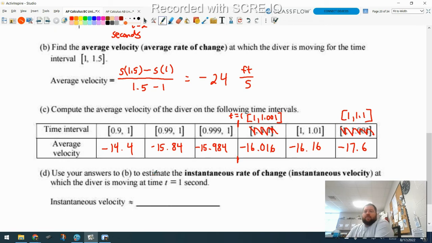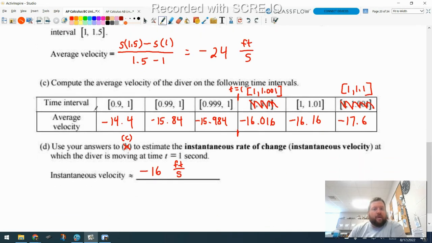All right, so use your answers to part B to estimate. Ooh, that's supposed to say part C, I believe. To estimate the instantaneous rate of change, which is the instantaneous velocity at which the diver is moving at t equals 1. So what are these average velocities approaching from the left and the right? All right, well, to me, it looks like it's approaching negative 16 feet per second.